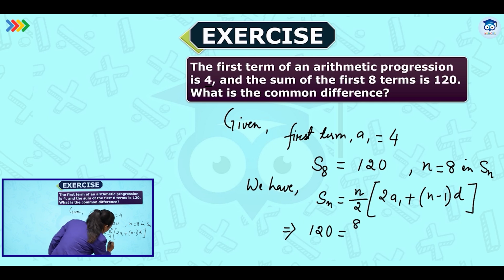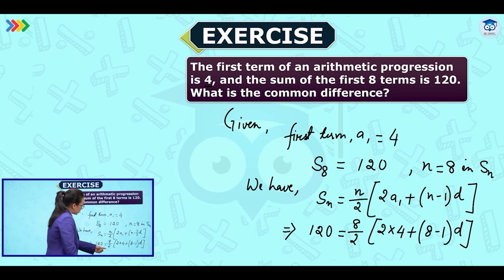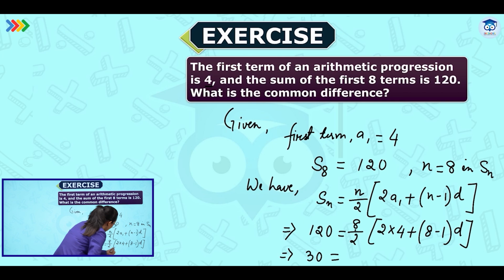So it is 8 upon 2 times 2 times A1, where A1 is 4, and then we have (8 minus 1) into d. Now, first of all, we'll calculate this. So we can cancel this. So we have 4 here. 4 we will divide here again, then it's 30 is equal to, now after solving this we have 8 plus this will be 7d.